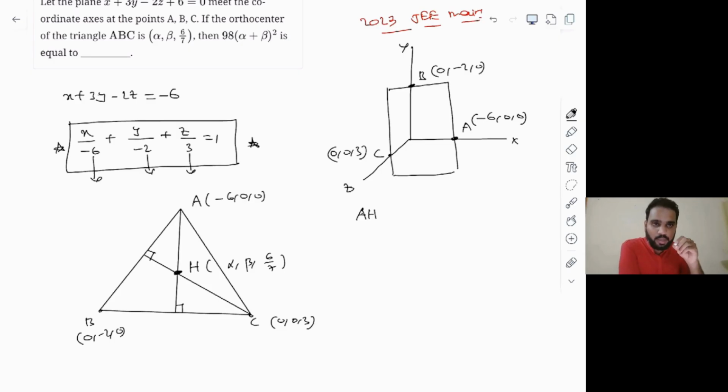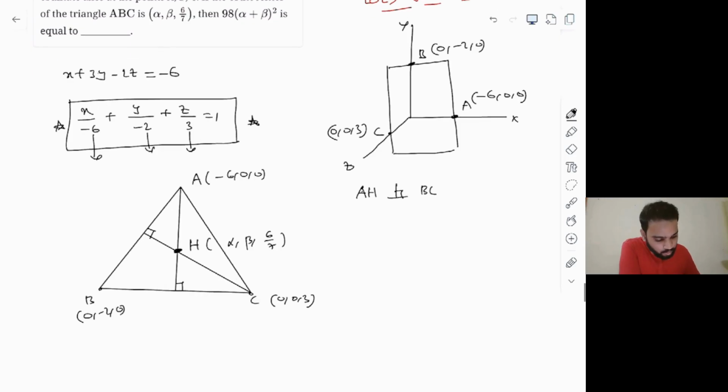The straight line AH, the line joining A and the orthocenter, is perpendicular to the line we see here, because it is an altitude. So I'm going to write down the DRs of AH. We know how to write them down: the DRs of AH are simply alpha plus 6, beta, 6 by 7, subtracting the respective xyz coordinates.